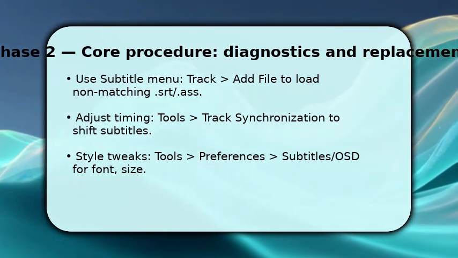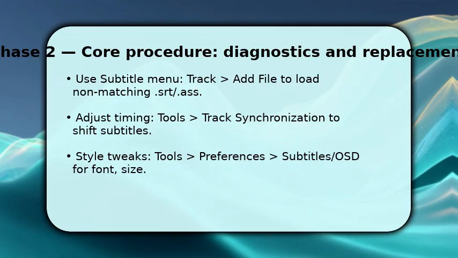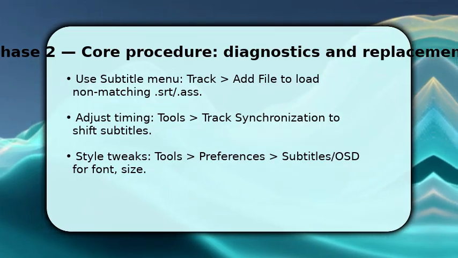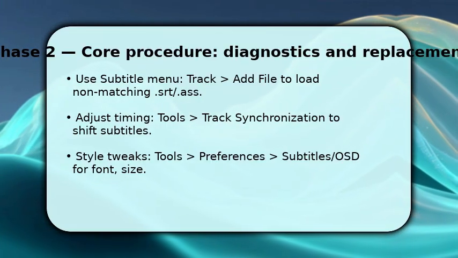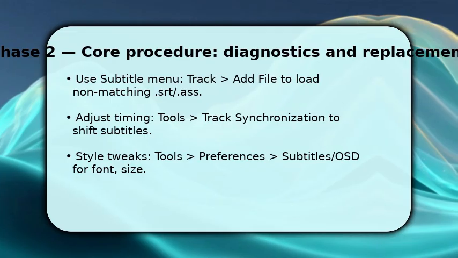Go to Subtitle Track and choose Add File. You can pick any SRT or ASS. Once loaded, make sure they sync. Open Tools, Track Synchronization, then shift subtitle delay forward or back until text matches speech.